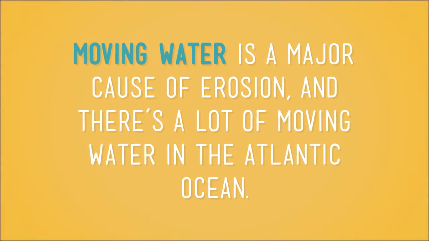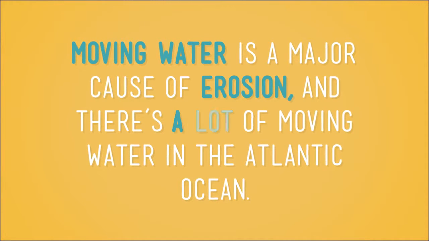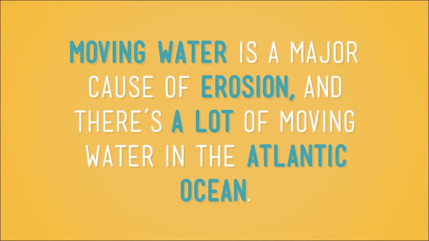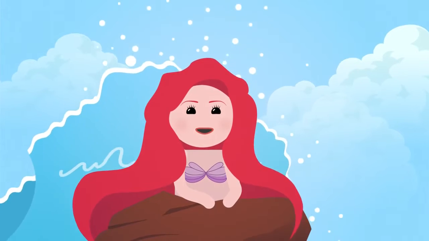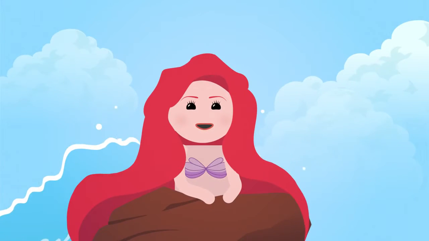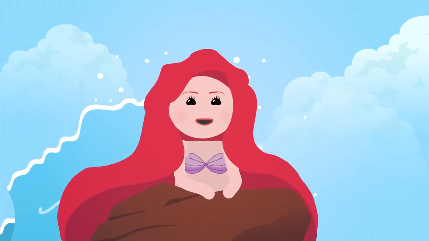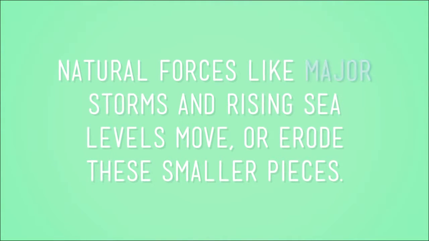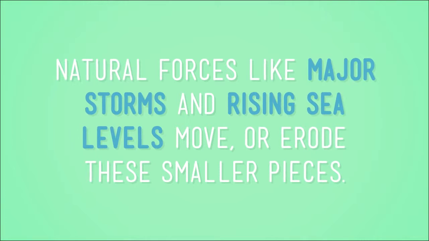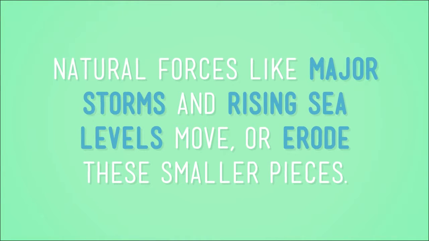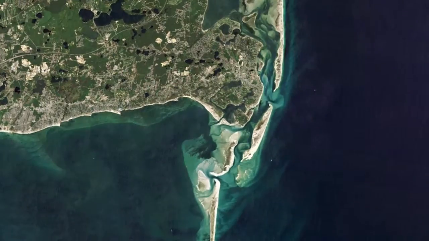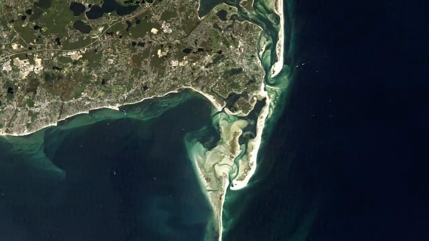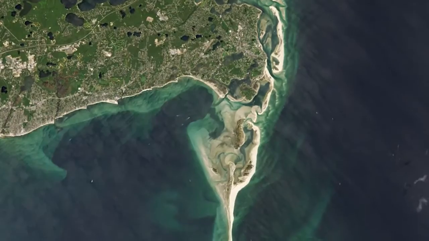Well, moving water is a major cause of erosion, and there's a lot of moving water in the Atlantic Ocean. The intense energy of ocean waves crashing on shore causes pieces of the rocky, sandy coastline to break into smaller pieces, or to weather over time. Then, natural forces like major storms and rising sea levels move or erode these smaller pieces. Day to day, you might not notice any dramatic changes, but over the course of 30 years, well, as these pictures show, coastlines can change a lot.